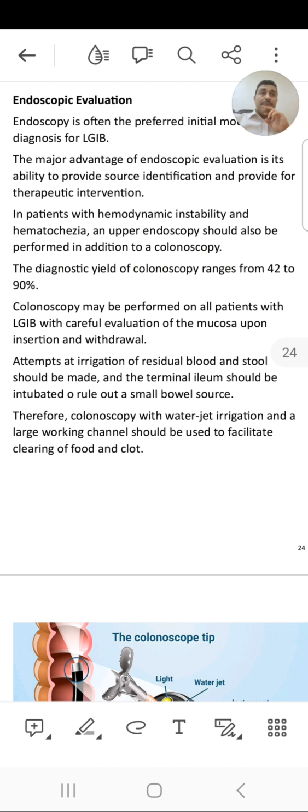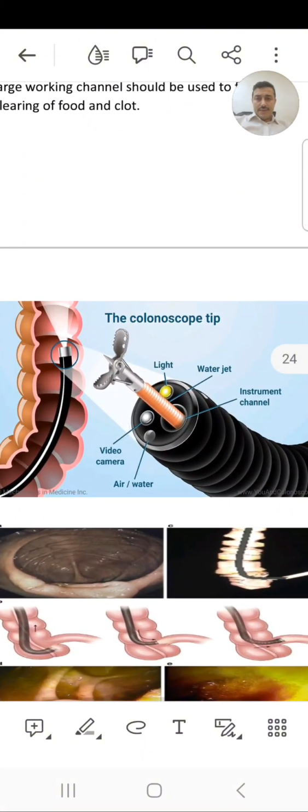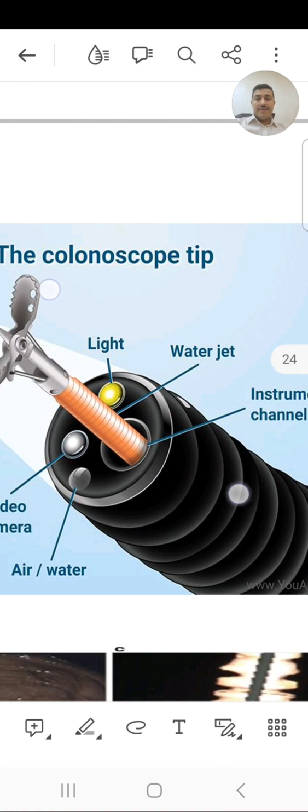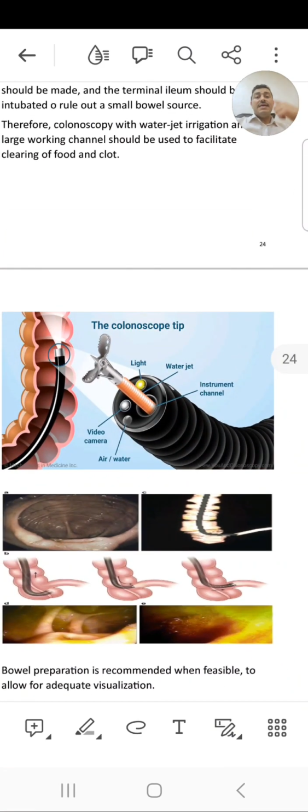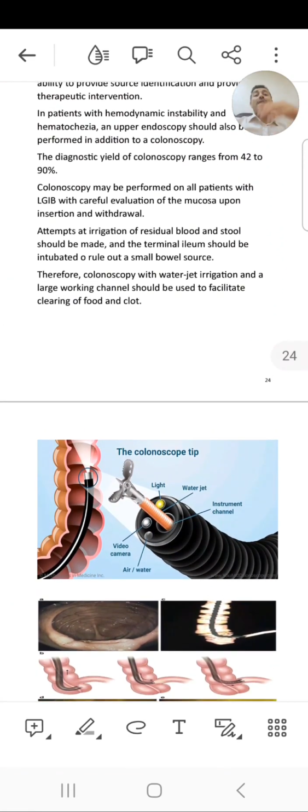And per se, the colonoscopy, especially in lower GI bleeding, should be done by an experienced gastroenterologist or colorectal surgeon, because we are expecting a field that is full of blood. So what we are going to do, we need to use a water jet. We need frequent irrigation of the colon. You can see this picture. Where is it? Here is the water jet. This is water, and continuous irrigation is needed to visualize the mucosa.